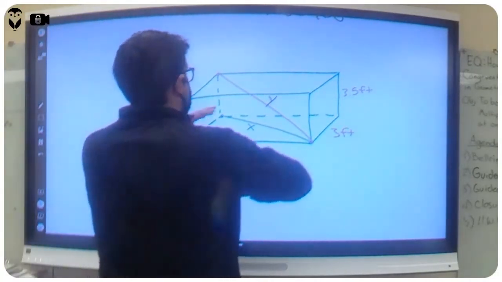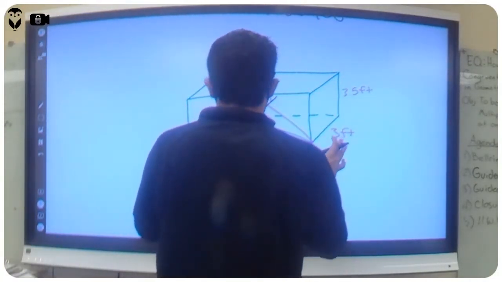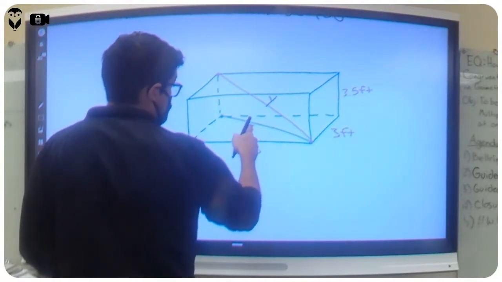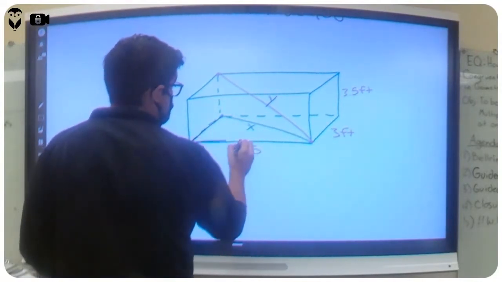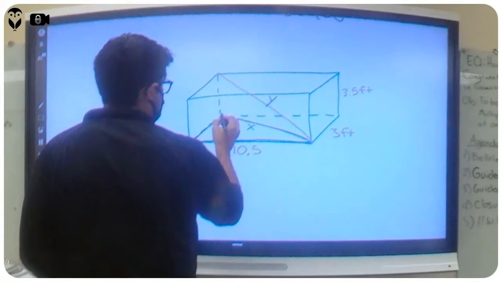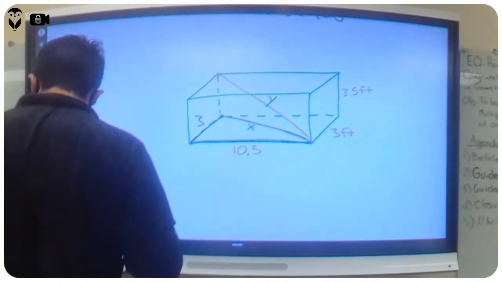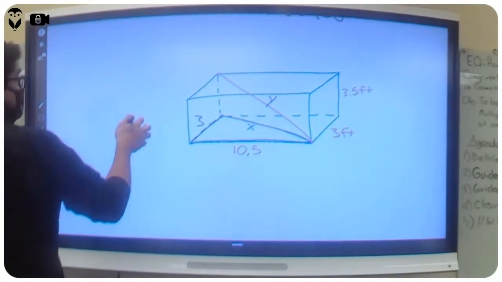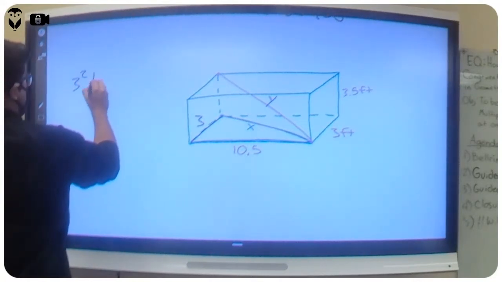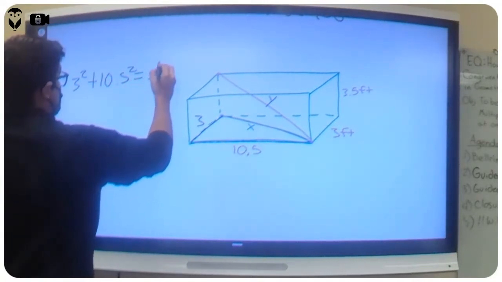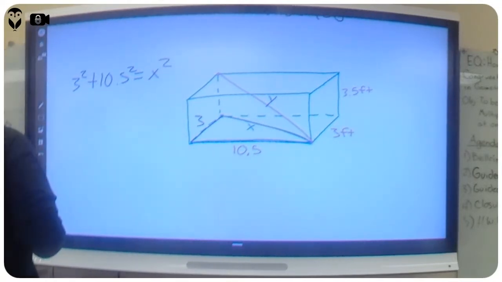So now, a squared plus b squared equals c squared is happening here. We have to figure out this. Looking at this triangle, you're missing two sides. You're missing x and this one. Well, I have it. It's over here. 3. Okay, good. So this is going to be 3 squared plus 10.5 squared equals x squared, right?